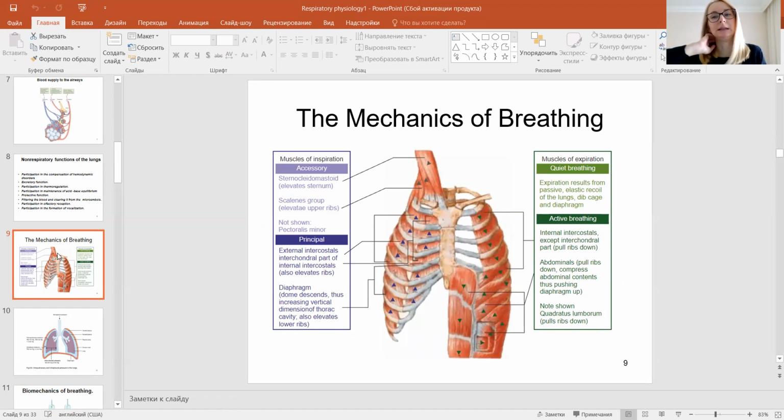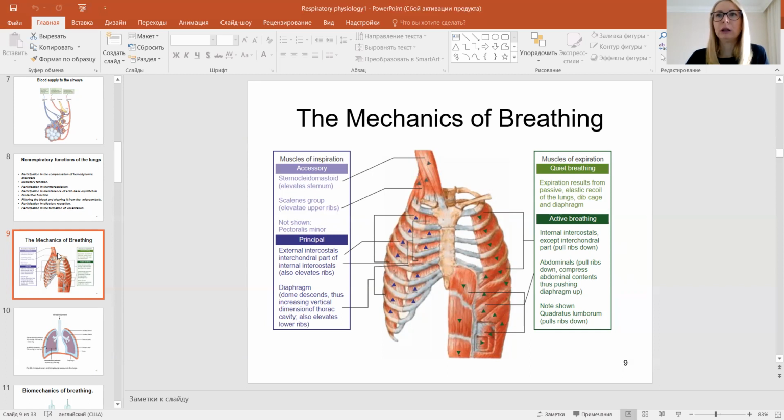So now let's discuss the mechanism of breathing. There are two types of movements distinguished in the respiratory process, which are called inhalation and exhalation, or inspiration and expiration. Together they constitute one respiratory cycle.